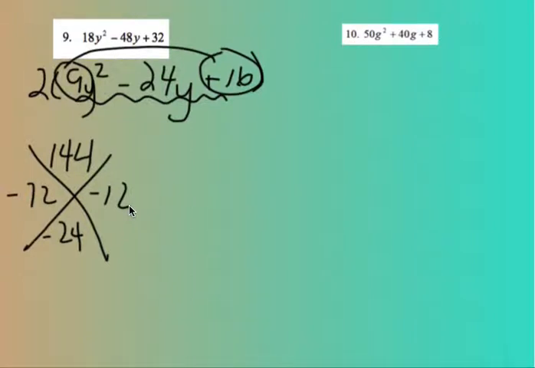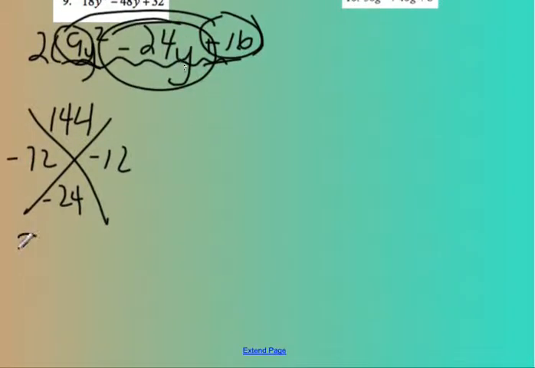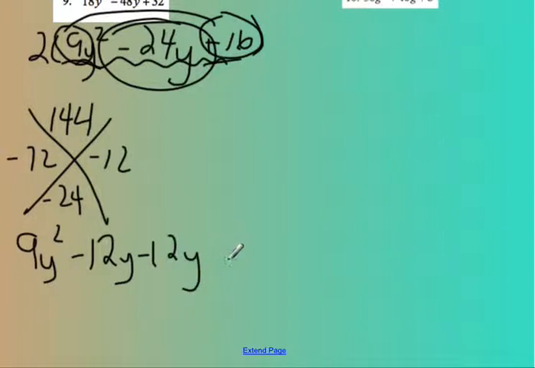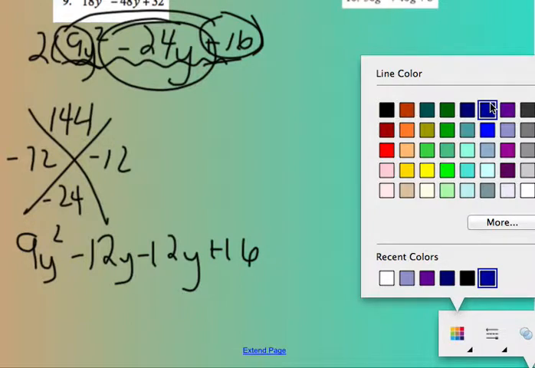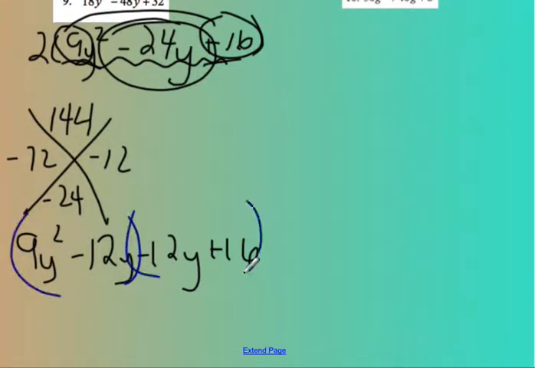So I want to keep the first and the last term the same, and I'm just going to be splitting up that term there. So I have 9y squared, and instead of 24y, I have minus 12y minus 12y plus 16. And now I'm ready to factor by grouping. So I'm going to go ahead and make my groups.